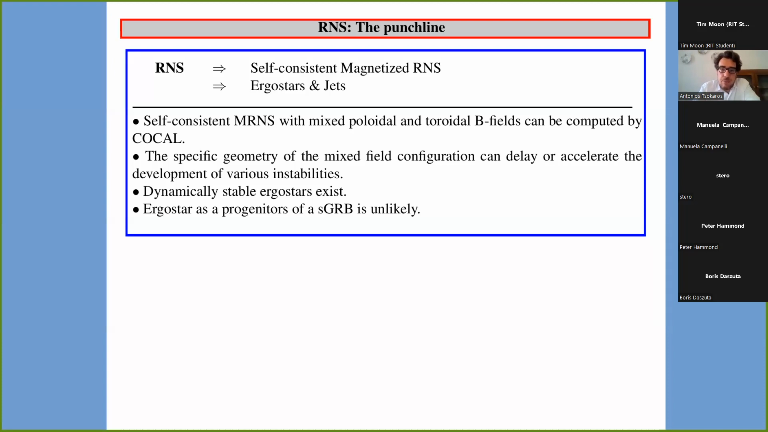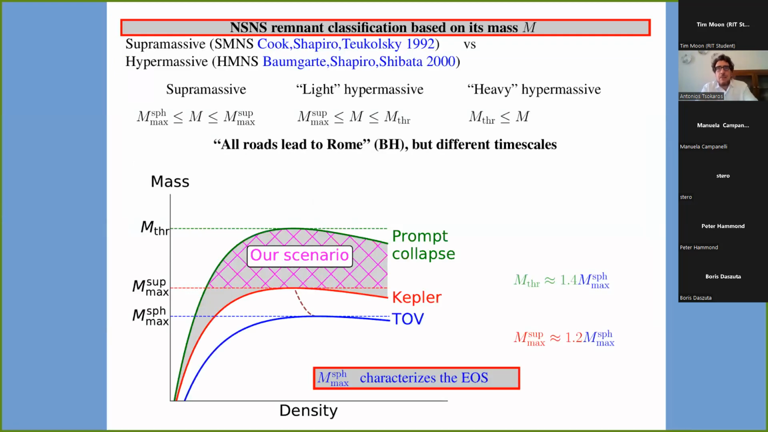So this is a small executive summary. Let me start the discussion of all these subjects with some preliminary discussion about the remnant classification based on its total mass. The remnant can be classified essentially into two categories. It's called supermassive or hypermassive.